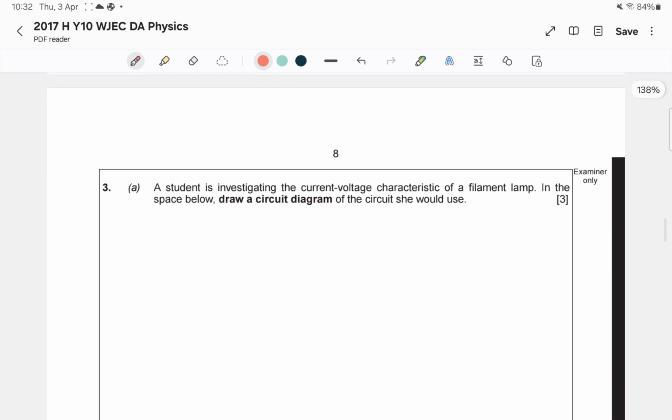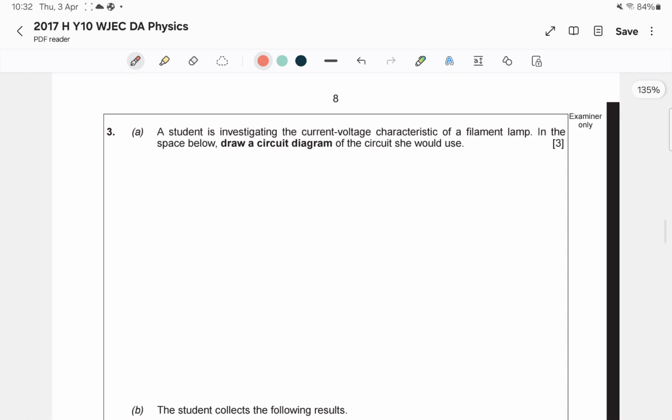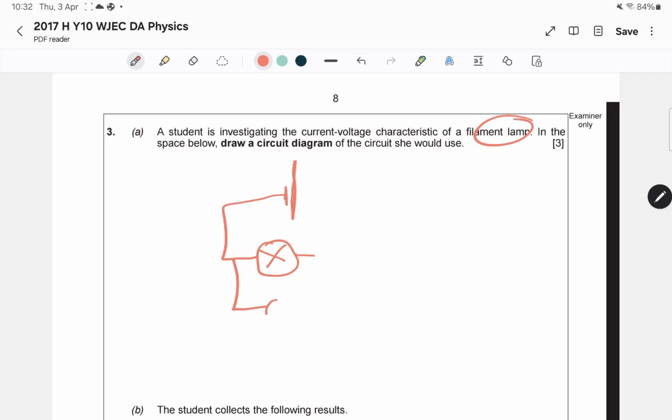Next question. A student investigates current voltage characteristics of a lamp. So we need to draw a circuit diagram. This circuit diagram, this comes up a lot as well. We need a power supply. We need a lamp because we're going to test the lamp. We need a way of measuring the voltage on the lamp, which is a voltmeter in parallel. We need a way of getting the current. So we're going to put an ammeter in there.